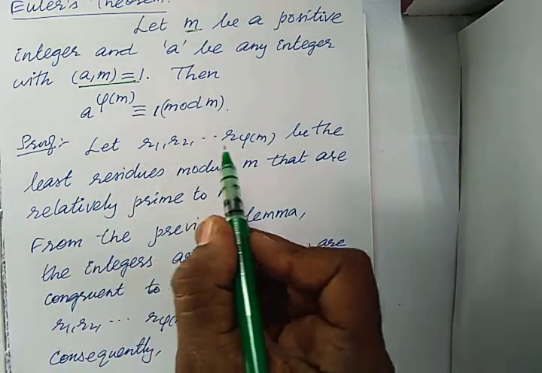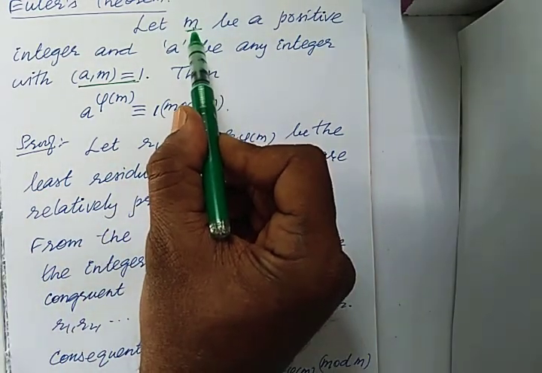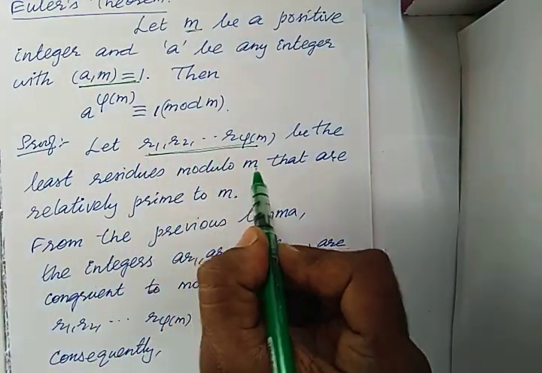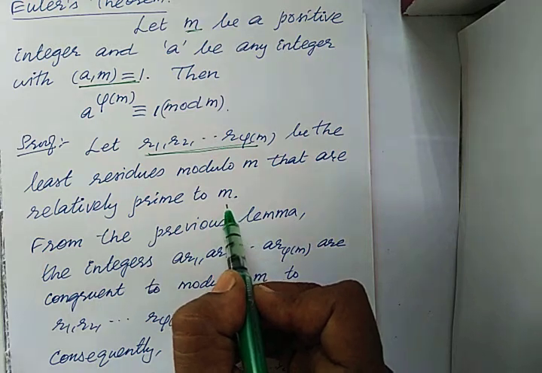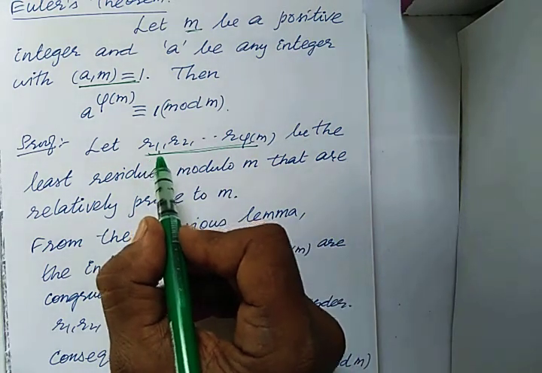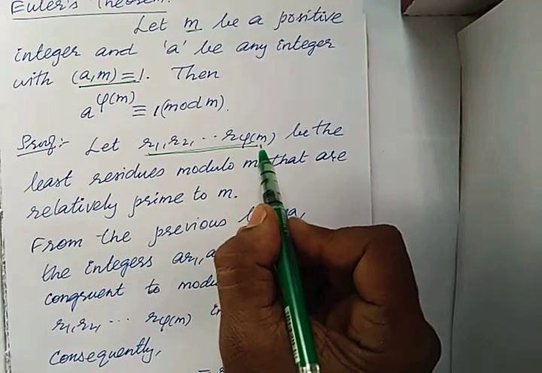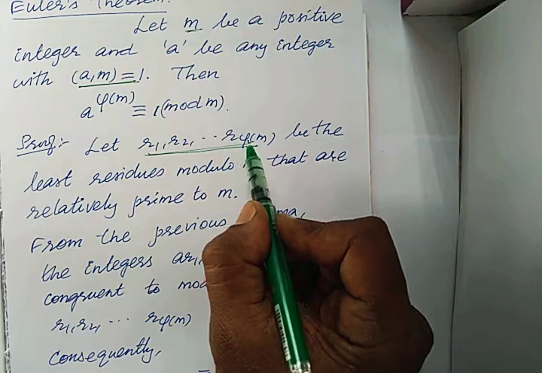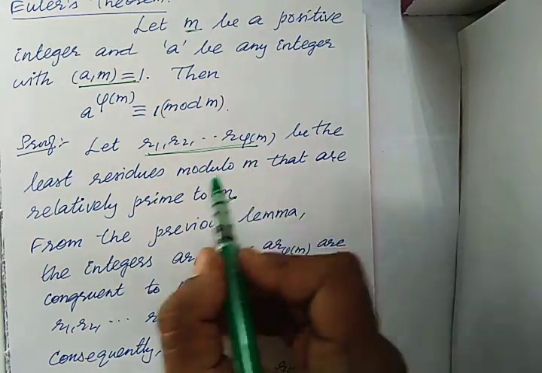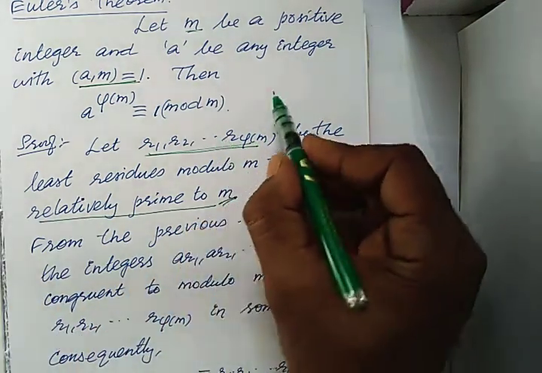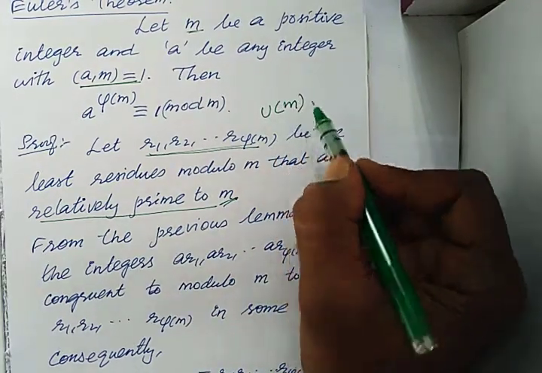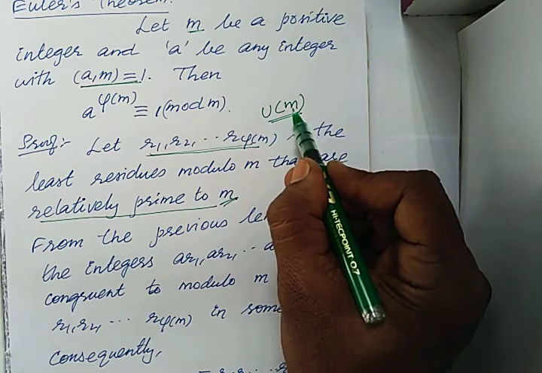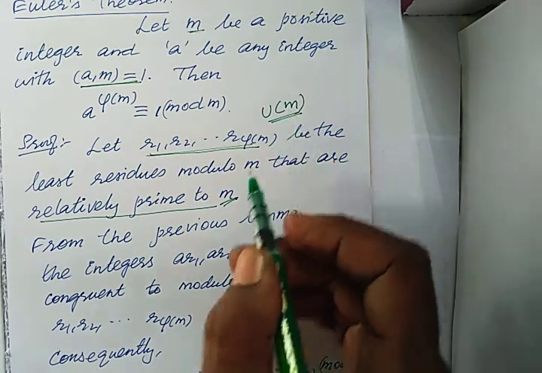Let, for this number m, these be the least residues modulo m that are also relatively prime to m. See here, r1, r2, up to r phi of m. There are phi of m numbers which are less than or equal to m and relatively prime to m. These are the elements of what? U of m. What is U of m? I told you, these are the positive integers less than or equal to m and relatively prime to m.